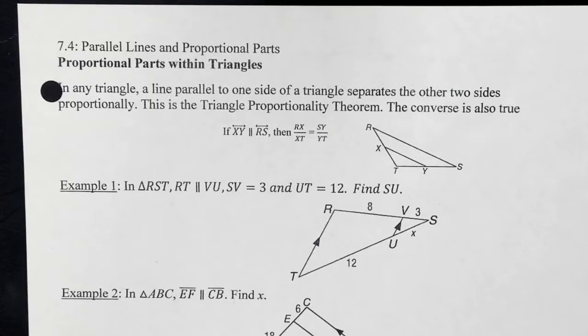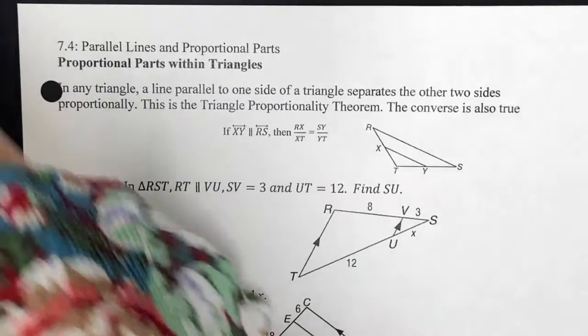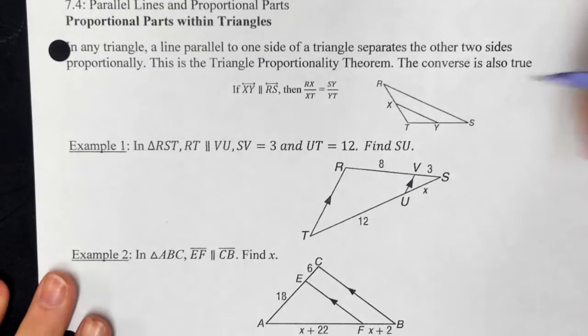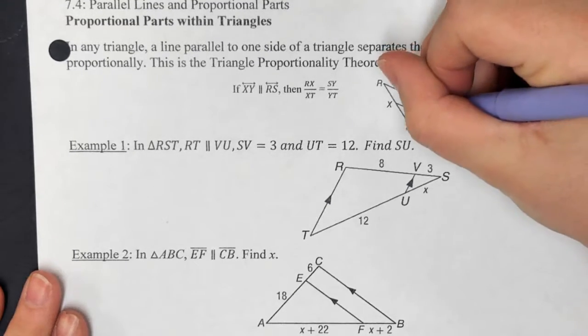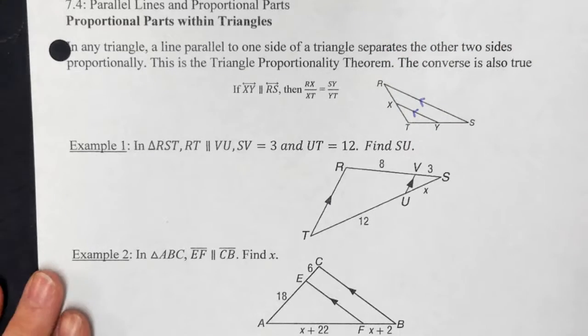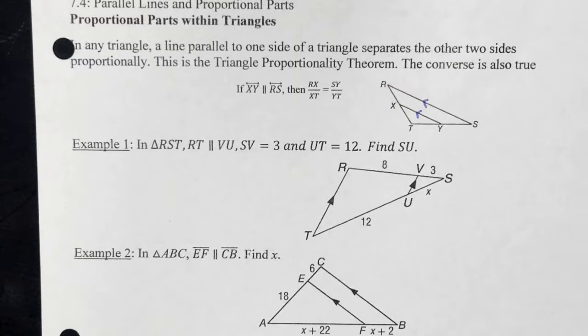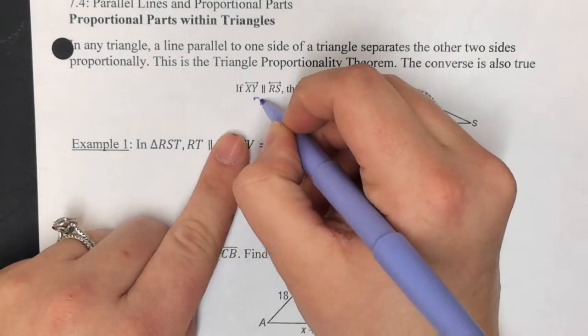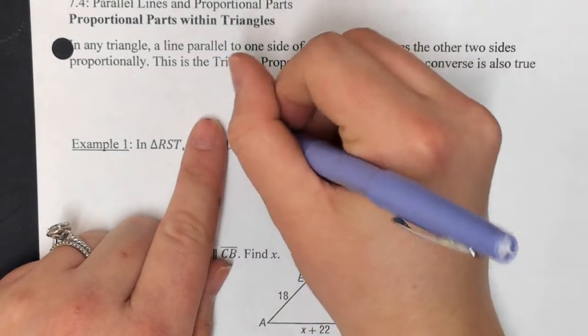7-4 today. Parallel lines and proportional parts. In any triangle, a line that is parallel to one side of a triangle, so a line that's parallel, let's say that this line is parallel to this line. XY is parallel to RS. Y'all know that's what this symbol means, right? That symbol means parallel.